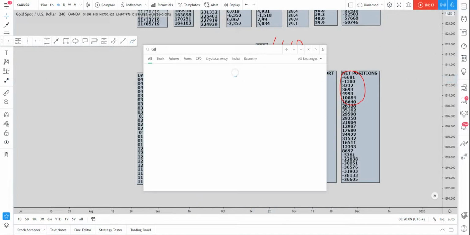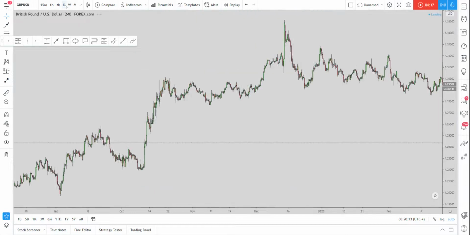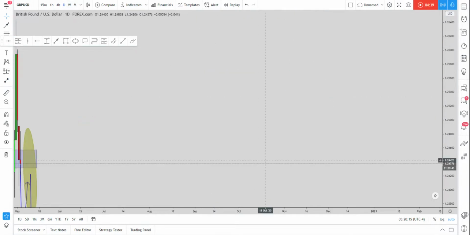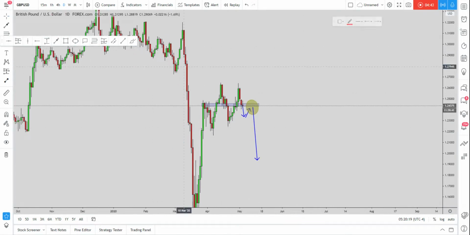So definitely GBP USD is looking bearish, but we have to wait for the daily close below the structure before we can be looking for potential selling opportunities, because if today the market from here just bounces to the upside, we won't have any good probabilities.